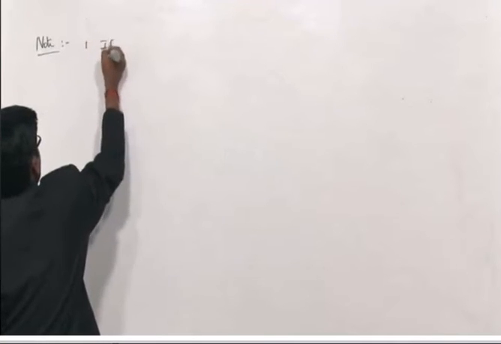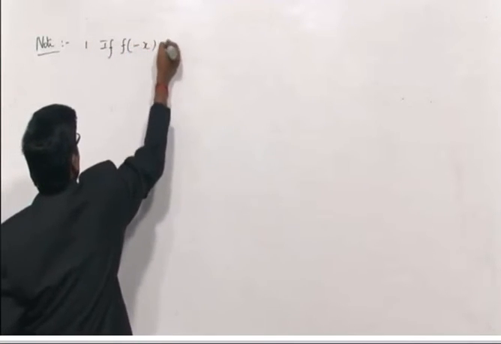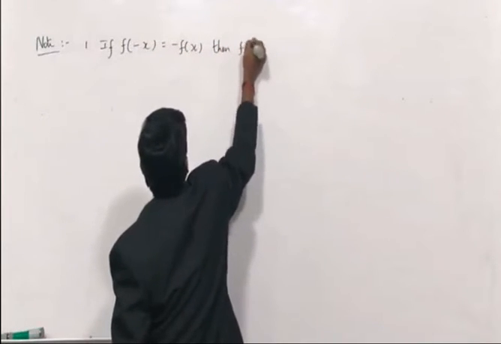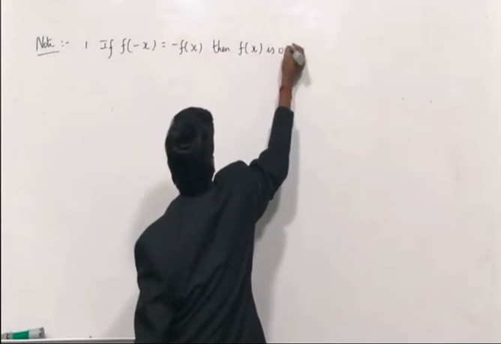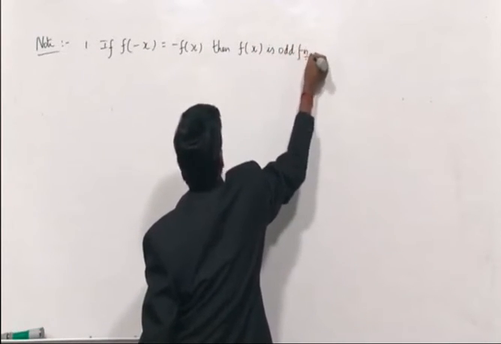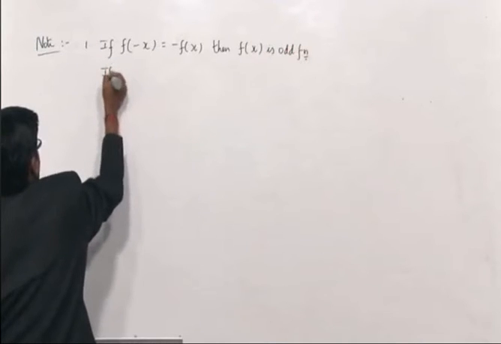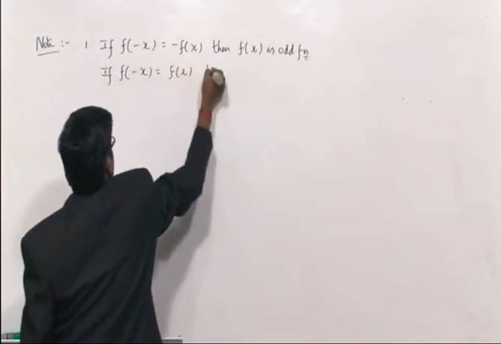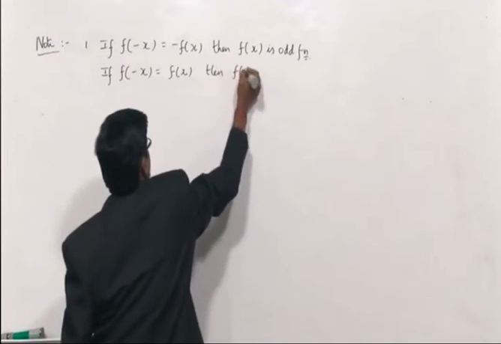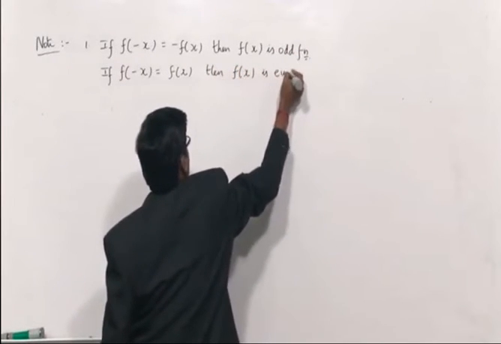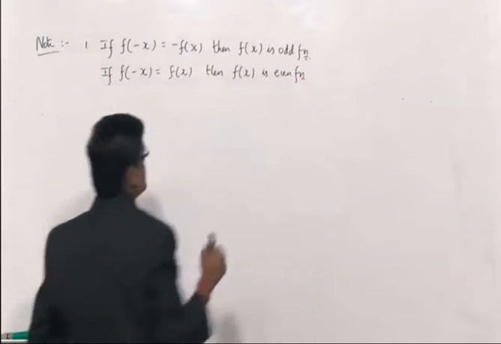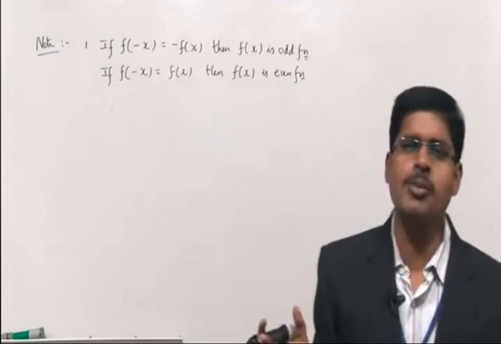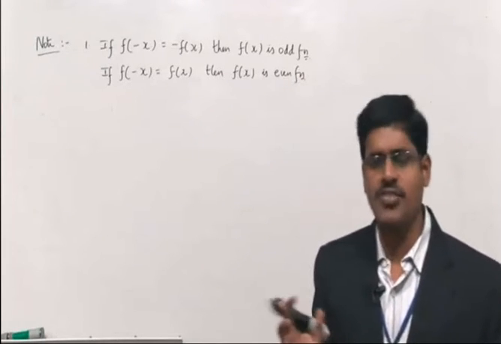If f of minus x equals minus f of x, then we call such a function an odd function. Fn stands for function. If f of minus x equals plus f of x, then we call such a function an even function. Using graphs, when the graph of f of x is symmetrical about the y-axis, that is an even function. When a graph is symmetrical about the origin, that function is called an odd function.